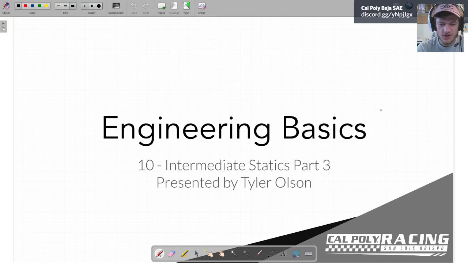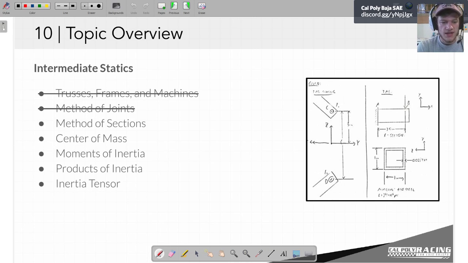Today we're going to be doing more intermediate statics. This is part 3 of the second round of statics that we're doing. Today we'll be focusing pretty much the whole day on the method of sections. This is, again, similar to the method of joints, and we'll go over it shortly.